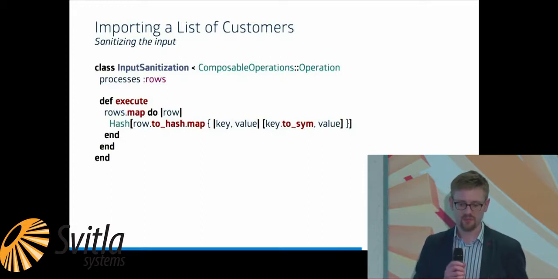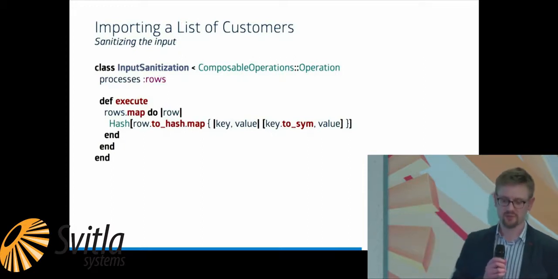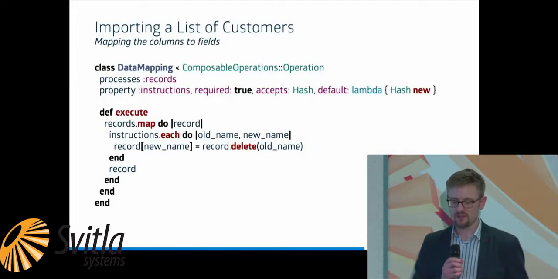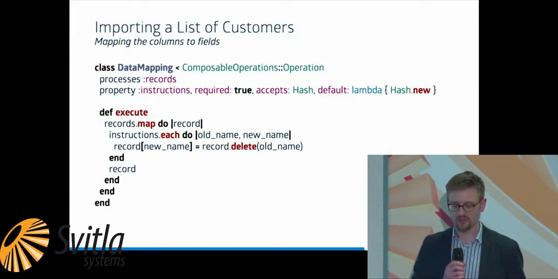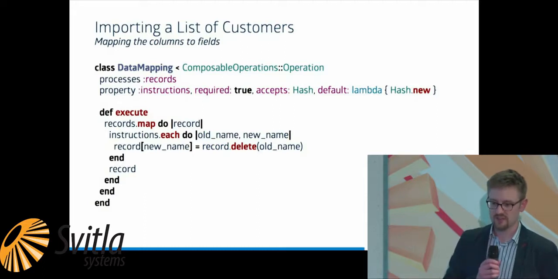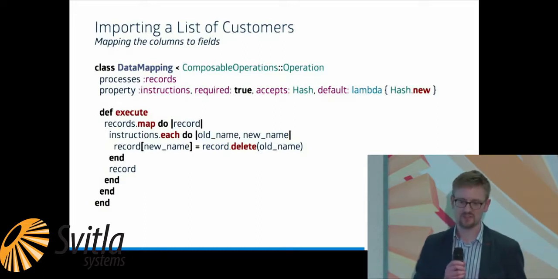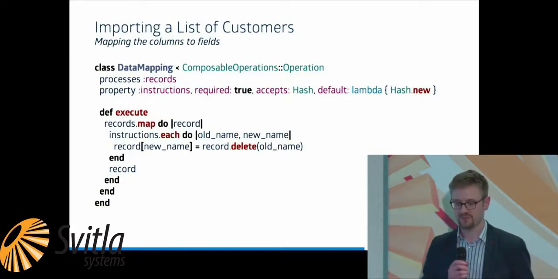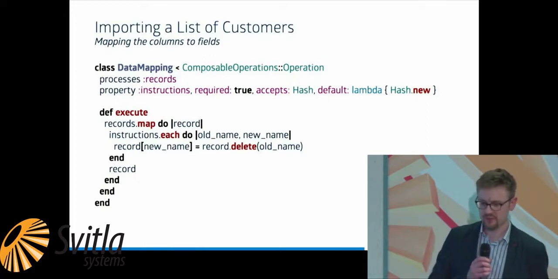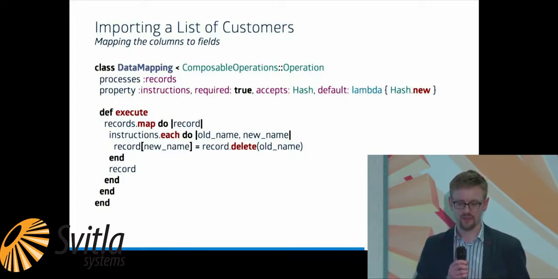But as I said, the input sanitization could also be much more complex. Then it would result in a bigger operation. So now we're certain that the next operation gets called with a proper hash. What we now do is map the external columns to our field names. This is simply done by providing the operation with a set of instructions that is just a hash where the key is the name of the column and the value is the name of the field that should be mapped to. So basically, we rearrange our hash according to the instructions.